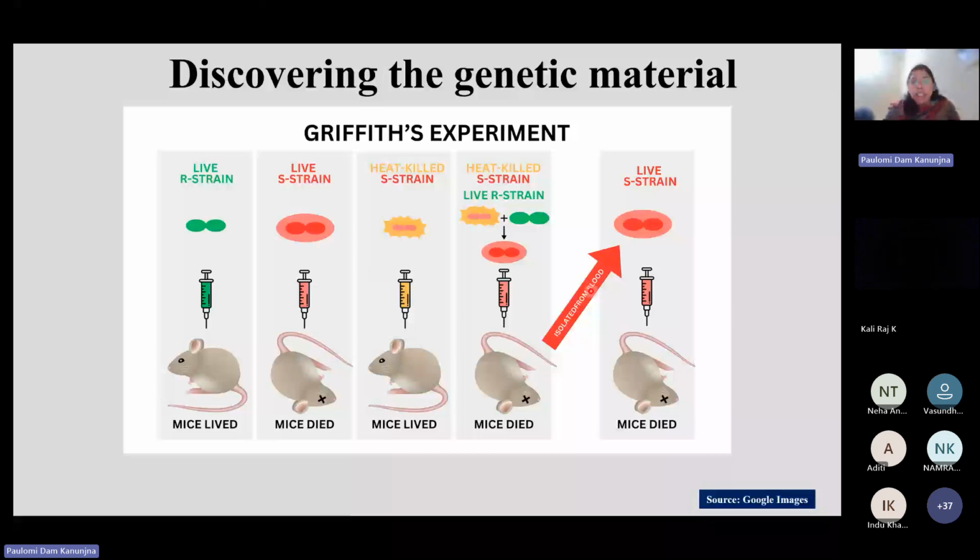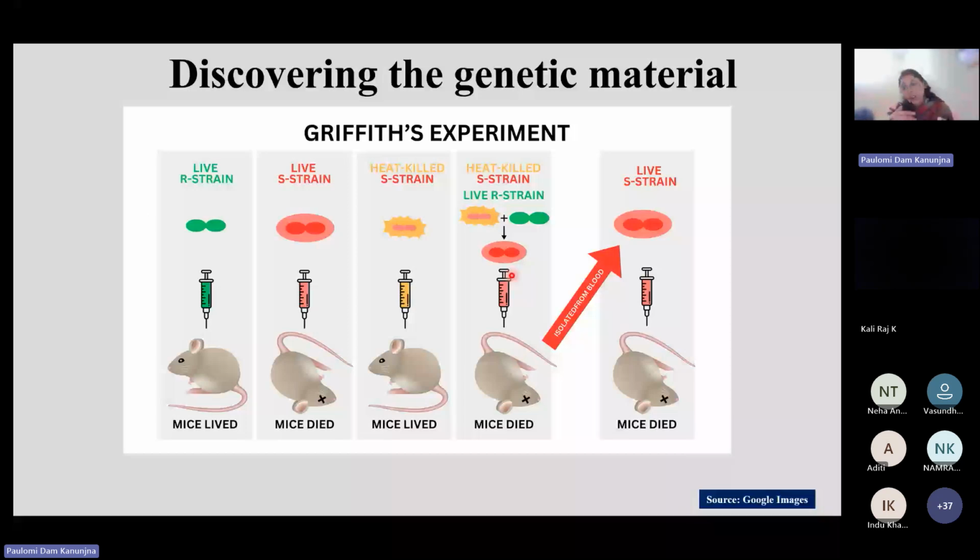What he did, he took heat-killed S strain, which is this strain, and the live R strain, which is this experiment. He was doing these two together. He just took them together and injected. Each of these alone led to living of mice. But when you injected them together, the mice died.